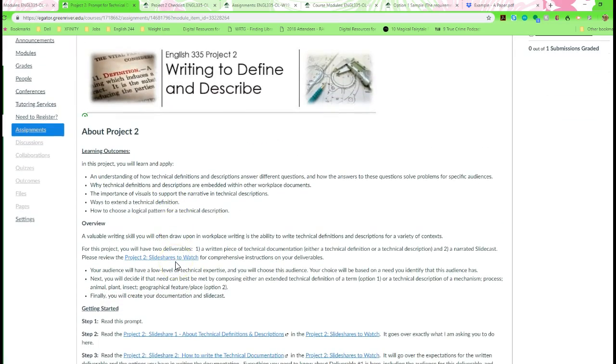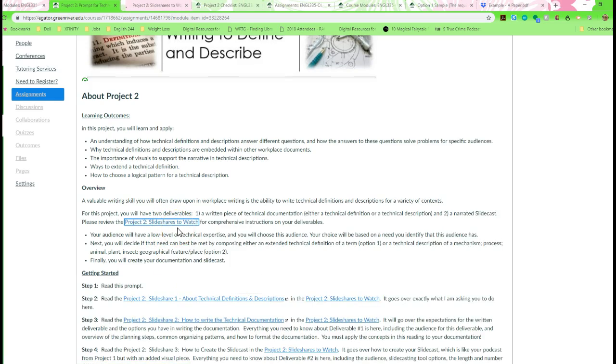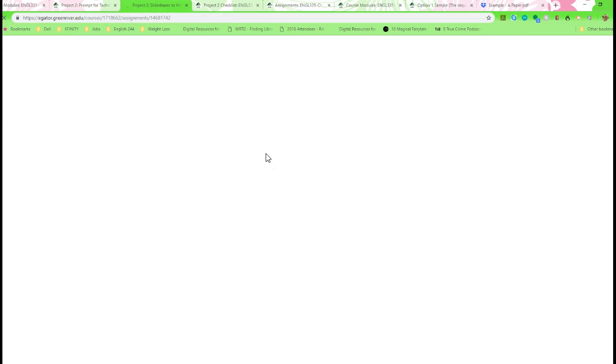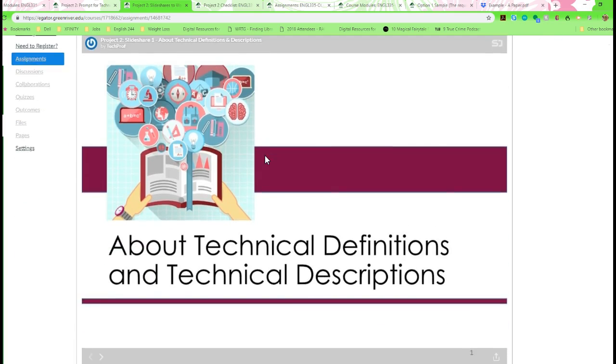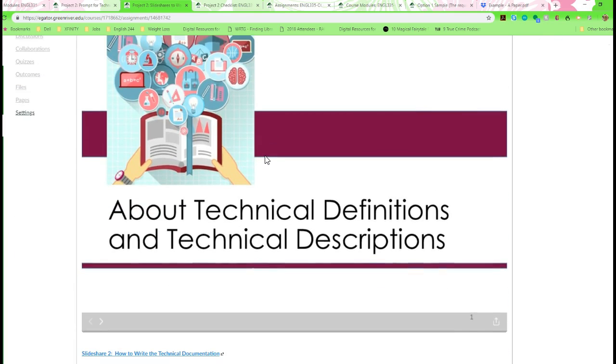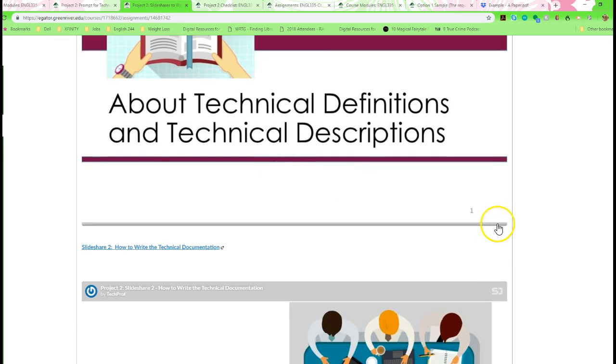So let's take a look at the slide shares really quickly. Maybe not really quickly, but quickly enough. Slide share number 1. Remember, you can always download a PDF of these slide shares if you want to. You don't have to, but you certainly can.